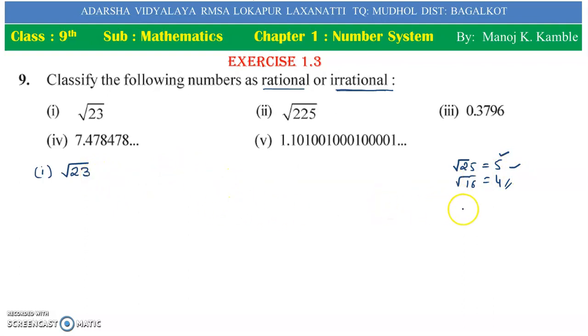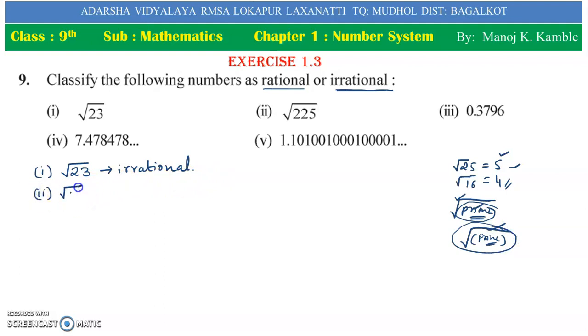So here the root has a prime number. If the root has a prime number, then automatically that number becomes an irrational number. This is an irrational number. Please confirm: under the square root, if the number present is a prime number, then that number becomes irrational.